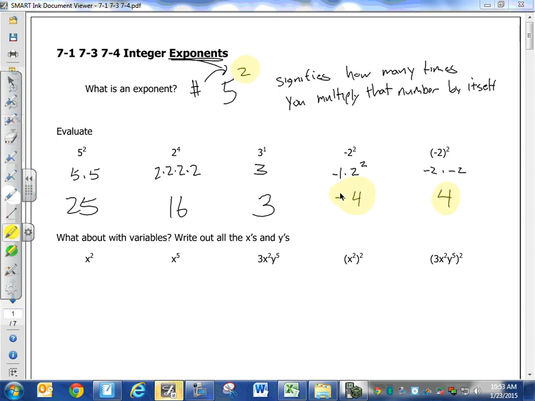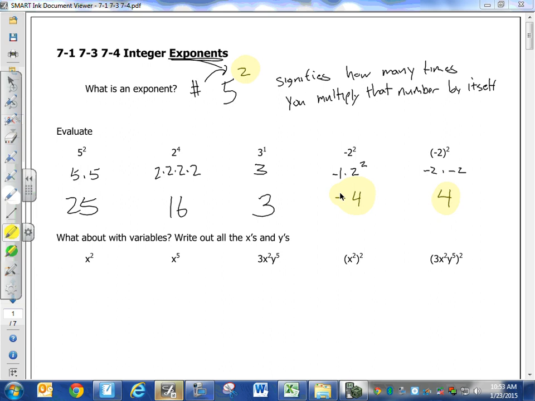What if it was cubed? It would be negative 2 times negative 2 times negative 2. That would be negative 8. A negative times a negative is a positive, times another negative is a negative. Both of them would be negative in that case.